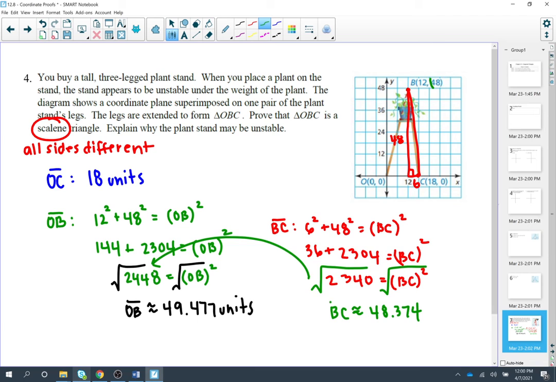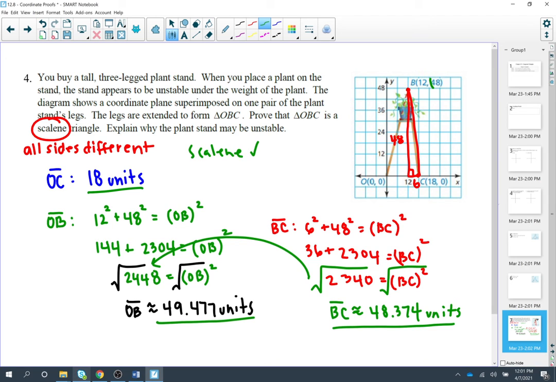So by looking at that, we can conclude, because none of the sides are equal in length, that yes, it is scalene. Check. Now, the last part said, explain why the plant stand may be unstable. Well, the reason is because it is in fact scalene.